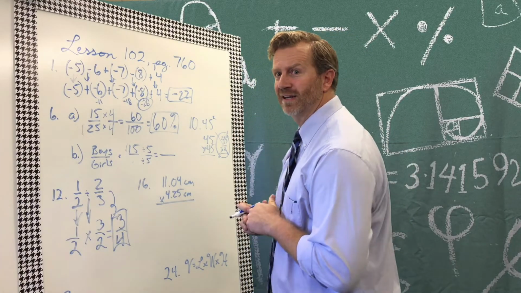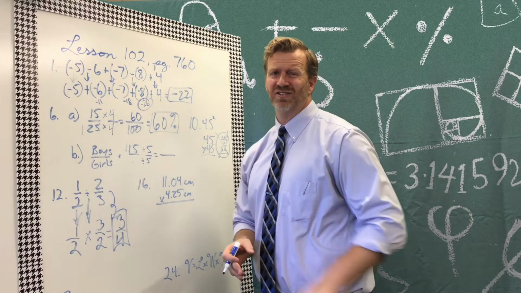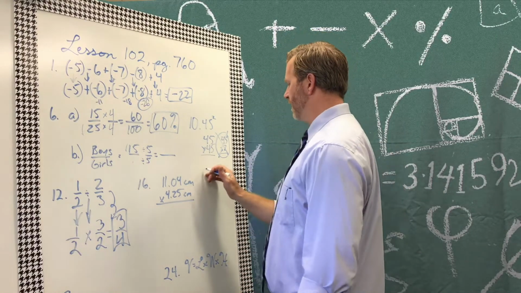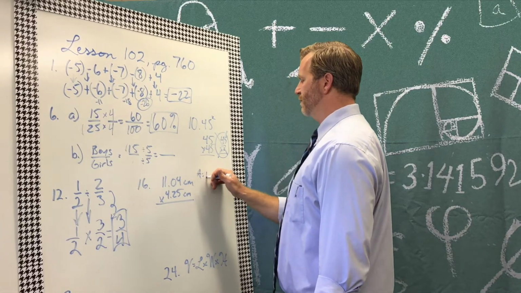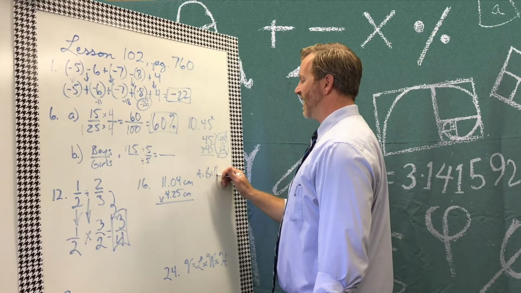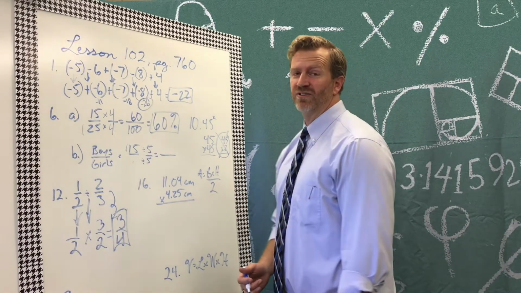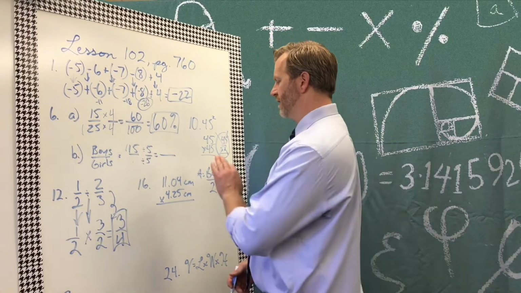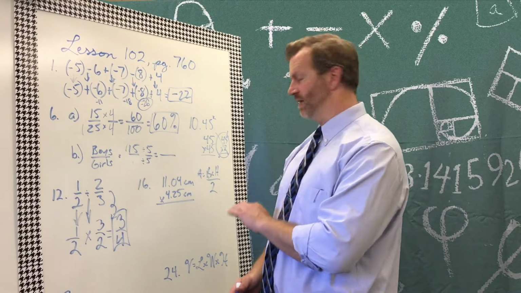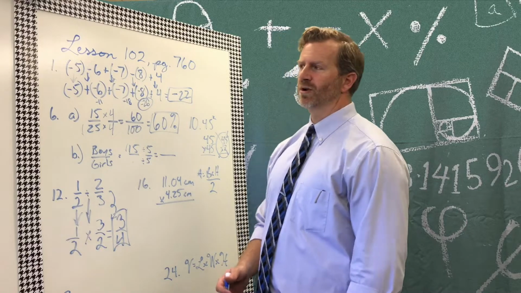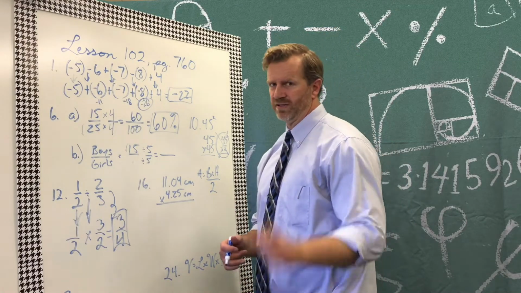Melissa. Melissa, help me out on this crazy one. This is number 16. It's a triangle. They want the area of the triangle. So remember, area of a triangle is base times its height, how tall it is. But then remember, we have to divide that by 2. All right, so we got 11.04 centimeters. We got 4.25 centimeters. We got some triple digit multiplication to do here, so help me out.